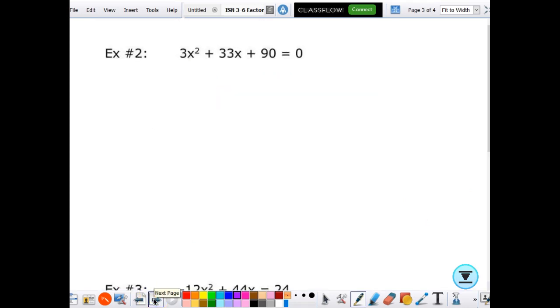Okay, next problem. When I scan across here, I see, oh, that has a GCF. A 3 and a 33 and a 90 will all divide by what?